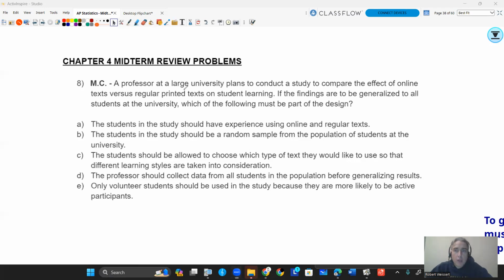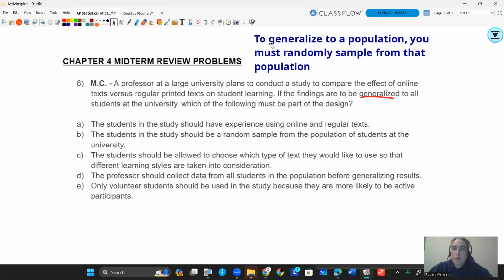So in order to generalize to a larger population, you are required to randomly sample from that population. You can't do a voluntary response. You're not necessarily needing to do an experiment and show cause and effect. A generalization means, can you make an inference about a larger population from random sampling? So I would maybe have you write this down: to generalize from a population, you must randomly sample from that population. Knowing that information, go through your answer choices and see if you can find the appropriate thing that would go along with that.